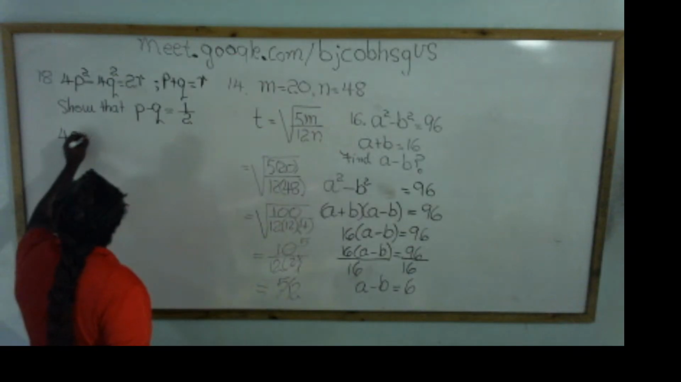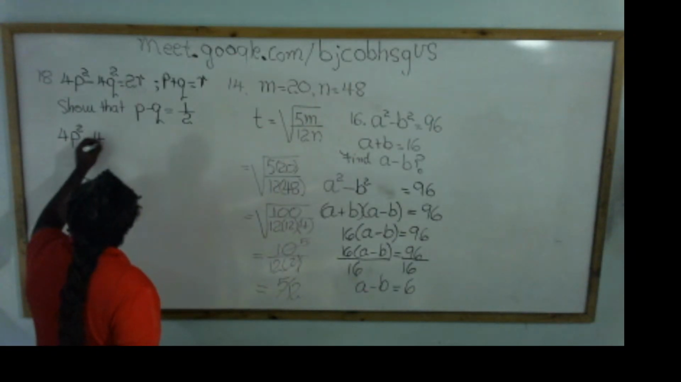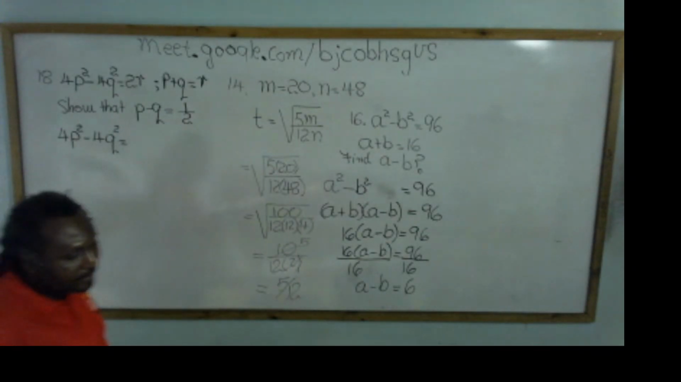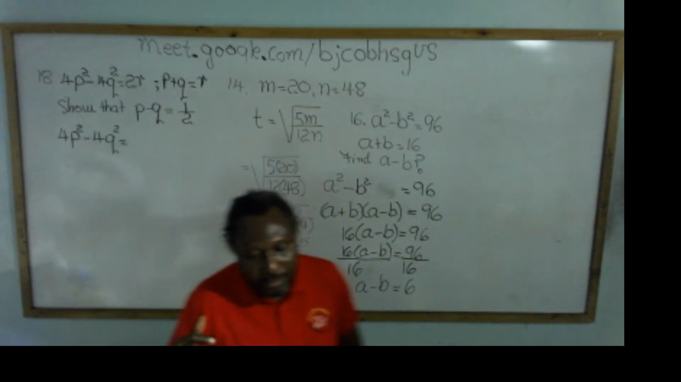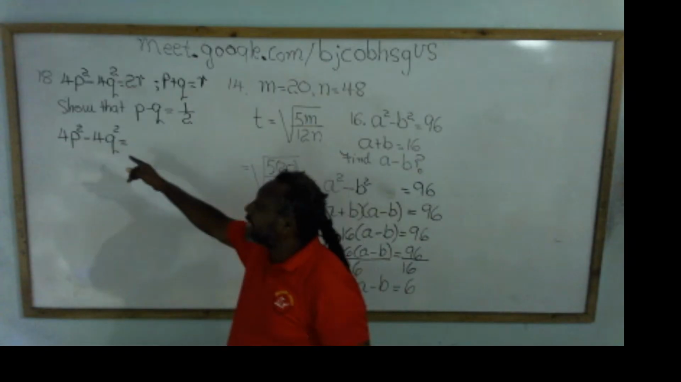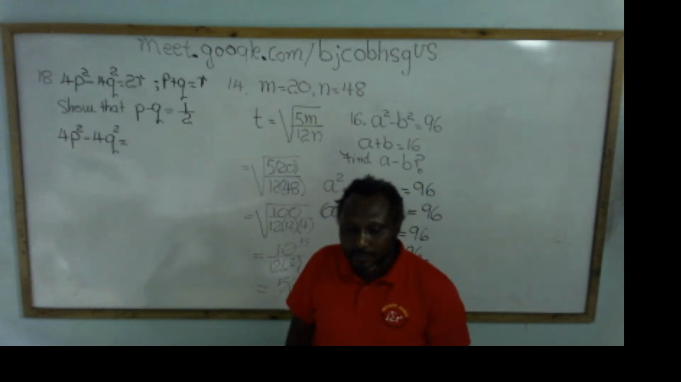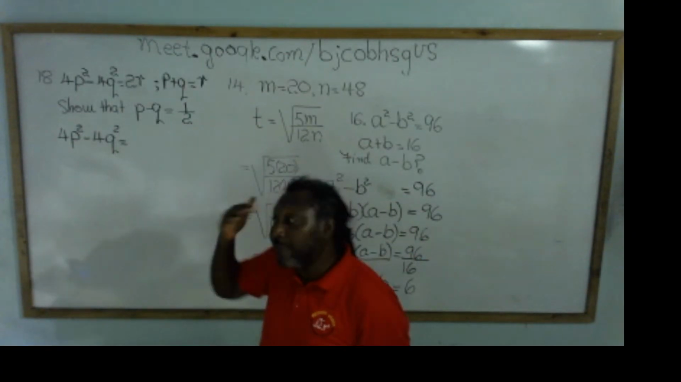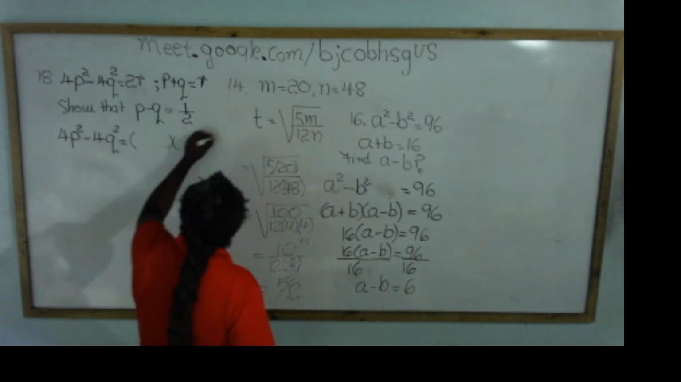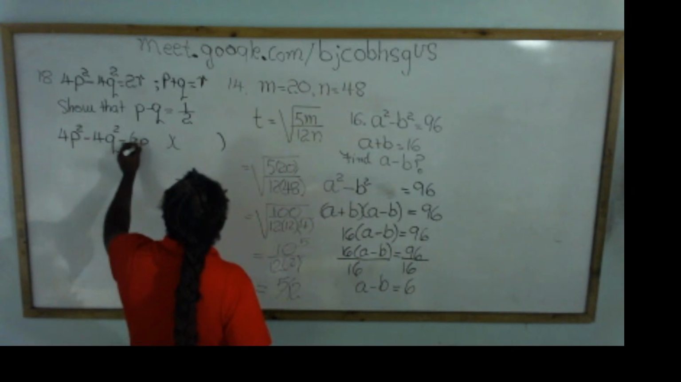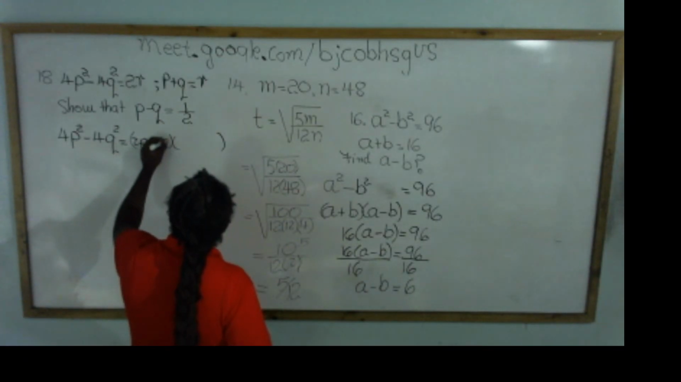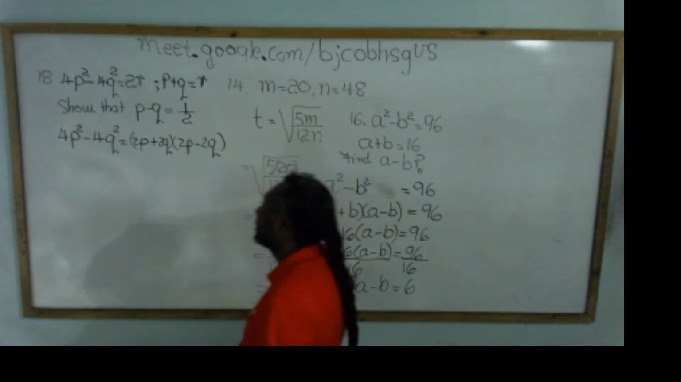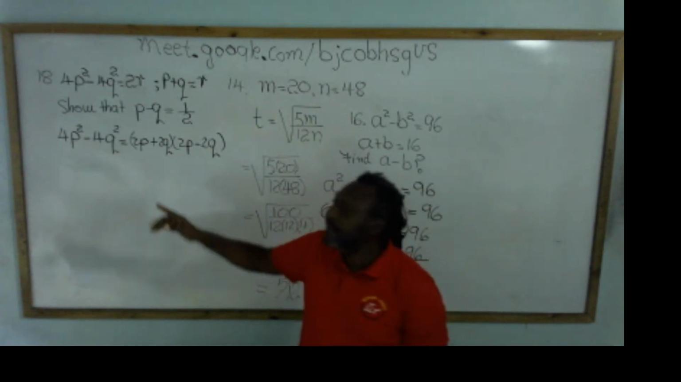4p squared minus 4q squared. Students, I am sure that you are going to see that that's a difference of 2 squares right there. And you know that if you factorize that, because students know their difference of 2 squares, they will have 2p plus 2q, 2p minus 2q. It can be correctly factorized to be this.